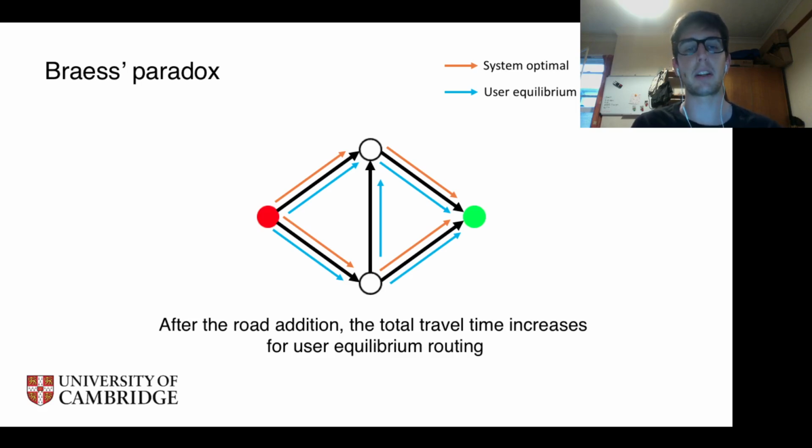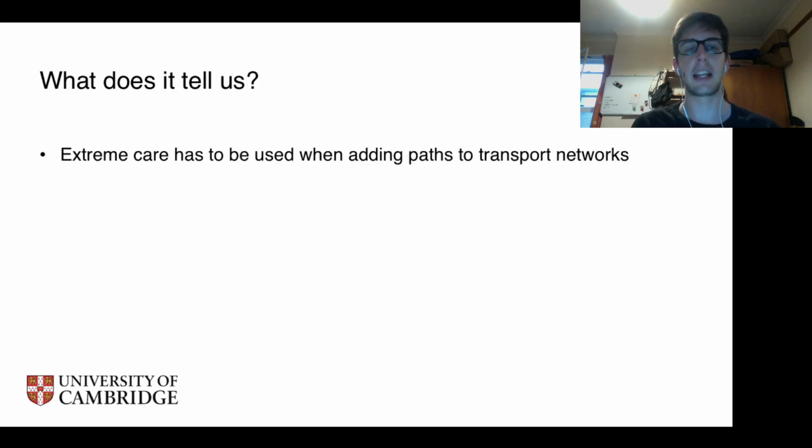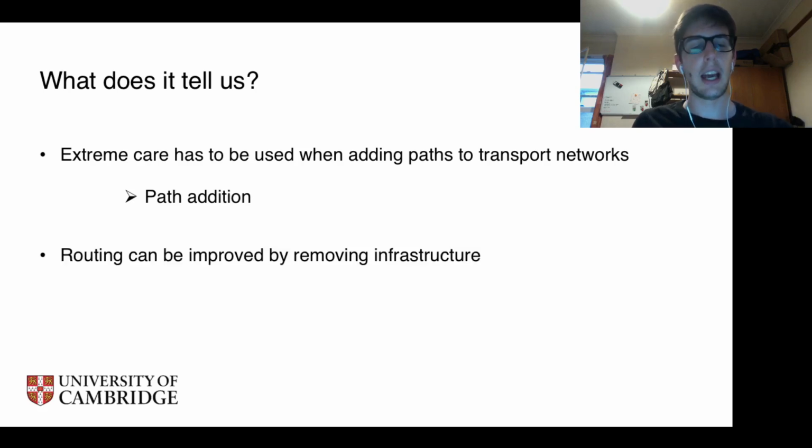And this is really important because it tells us two things. First, extreme care has to be used when adding paths to a transport network, because as we can see, adding paths can increase the total travel time. And this motivates the first part of our project, which explores the path addition problem, which we're not going to see in this presentation. And the other one is that routing can improve by removing infrastructure, because if you have a network, we can imagine that by removing certain roads, we can improve the actual total travel time.